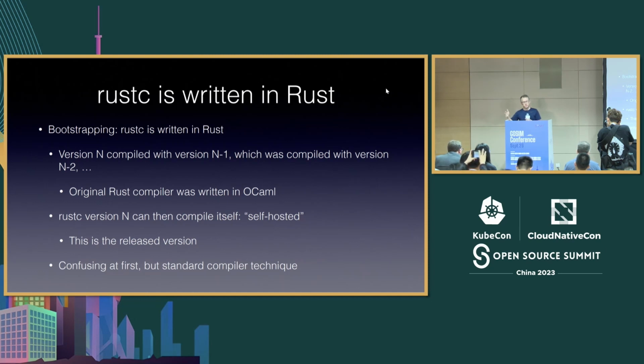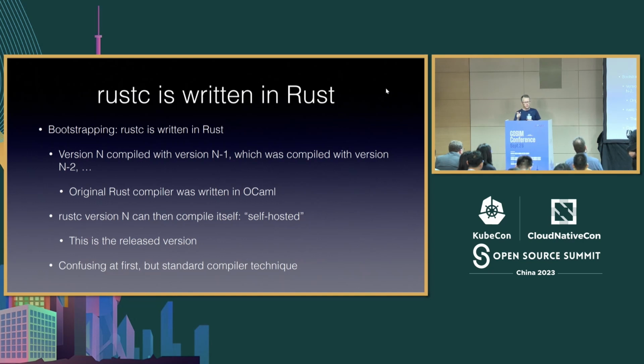So the original Rust compiler was actually written in a different language called OCaml, and then once there was a working Rust compiler written in OCaml, a new Rust compiler was written in Rust, and then once you had that, you could start this sequence of Rust being able to compile itself.